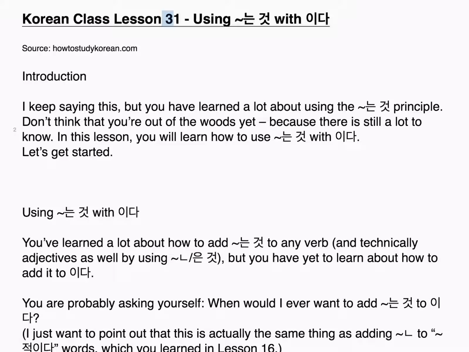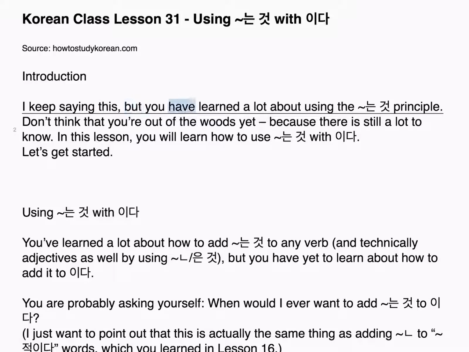Korean class lesson 31. Using 는 것 with 이다. Introduction: I keep saying this, but you have learned a lot about using the 는 것 principle. Don't think that you're out of the woods yet, because there is still a lot to know. In this lesson, you will learn how to use 는 것 with 이다. Let's get started.